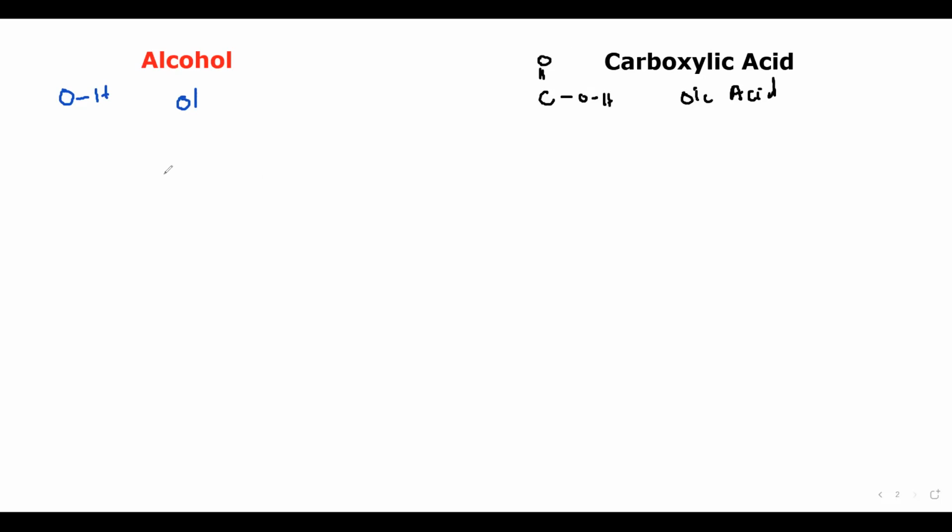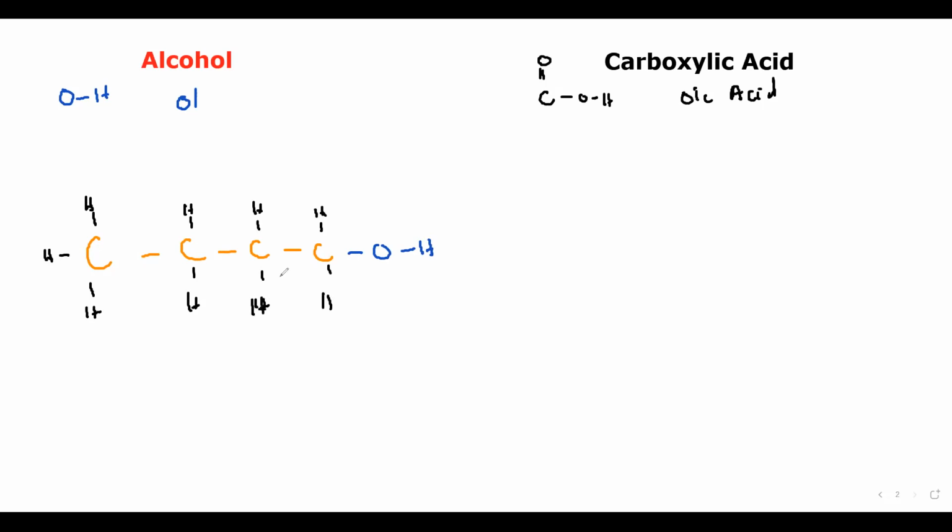So if we name 1, 2, 3, 4, and then there is an OH group. Now we have to complete the structure because this has one bond, so this will have 3 hydrogen. This will have 2 bonds, so this will have 2 hydrogen. 2 bonds, so 2 hydrogen. 2 bonds, so 2 hydrogen. This is the structure. Now we have to name.